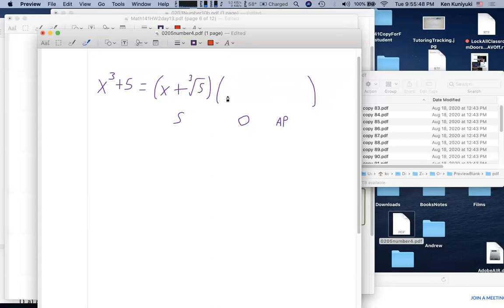Now let's build up the trinomial. The square of x is x squared. O stands for opposite sign, so what goes here? Minus. And then you take the straight product. I'll put the cube root of 5 in parentheses here, times x, that's the straight product. AP means always positive, always plus. And then you take the square of this guy here.